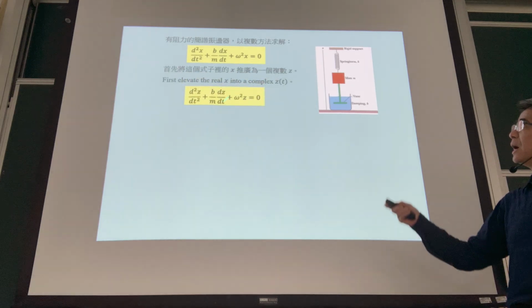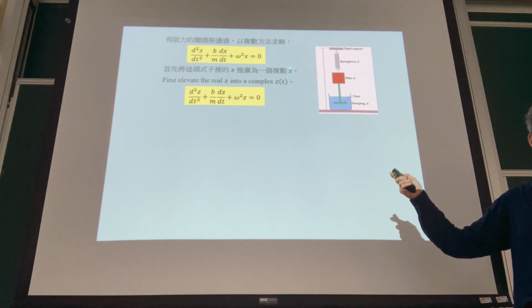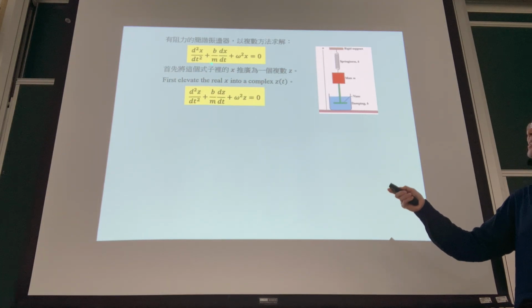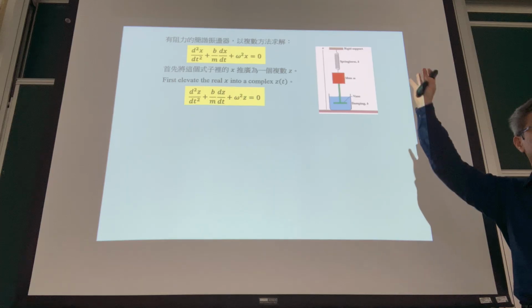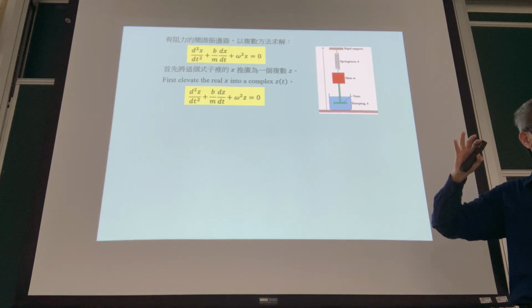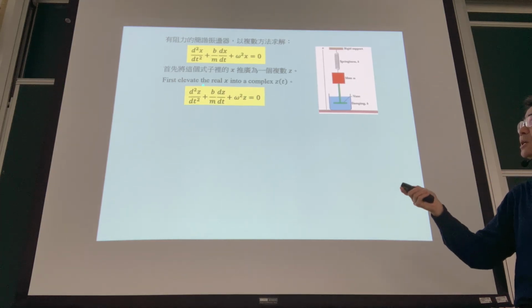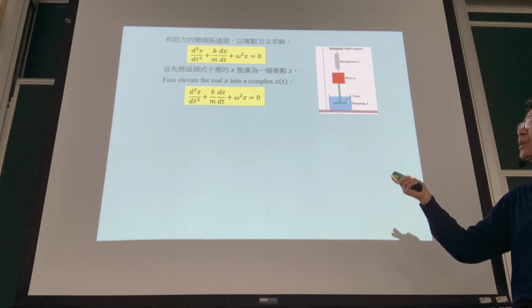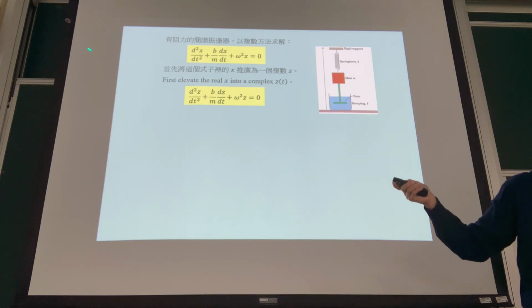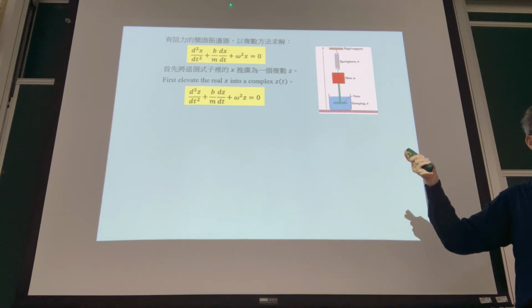First step, elevate it into a complex version. So x becomes z. Because it will be so fast, you had better raise your hand if you miss something, or I miss something. So d squared z dt squared plus b over m dz dt plus omega squared z equals 0. Now it's z, not x. Z is a complex number.